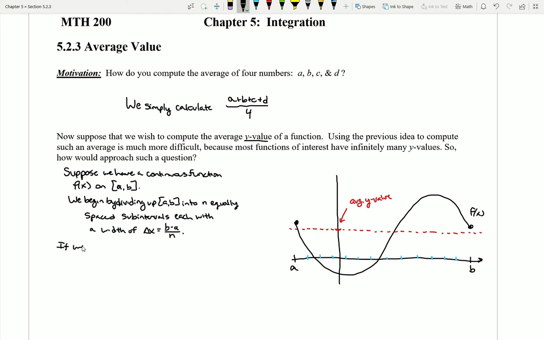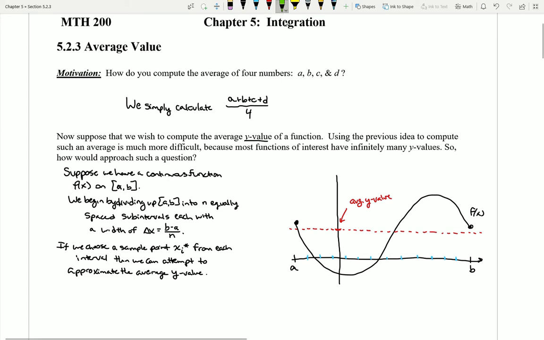So I'll say, if we choose a sample point, which we'll call xi star, from each interval, then we can attempt to approximate the average y value. Average y value. Okay, let's see how this is going to work.